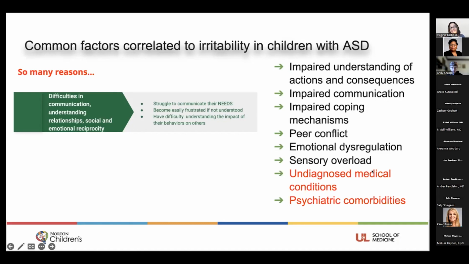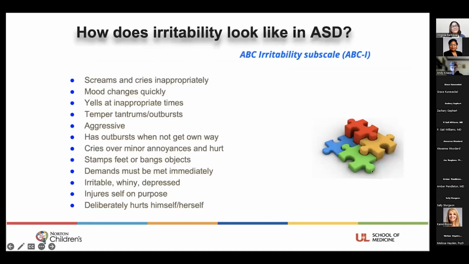Three important aspects. One is the role of sensory overstimulation as a trigger for irritability, and the others are medical comorbidities and frequent psychiatric comorbidities. These three aspects are highly relevant when we are talking about irritability, aggression, and self-aggression in youth with ASD. So how does irritability look?